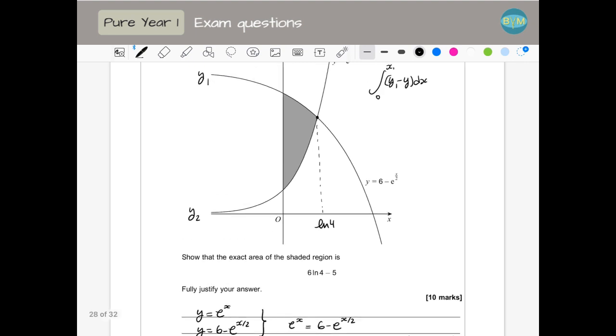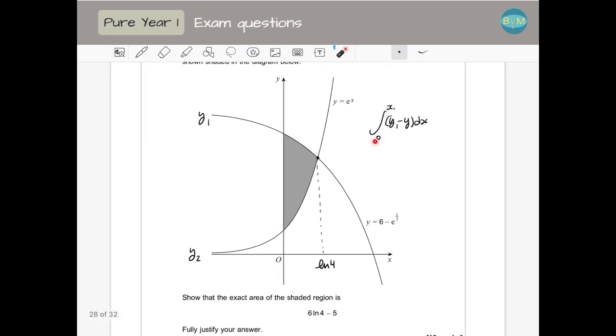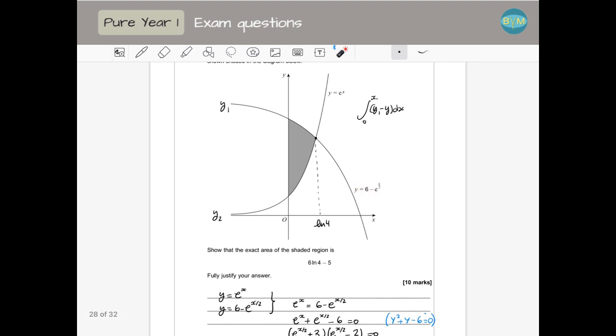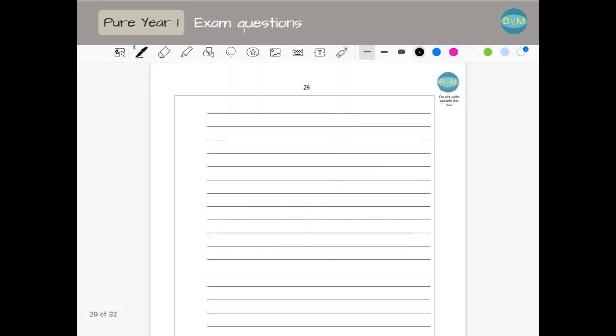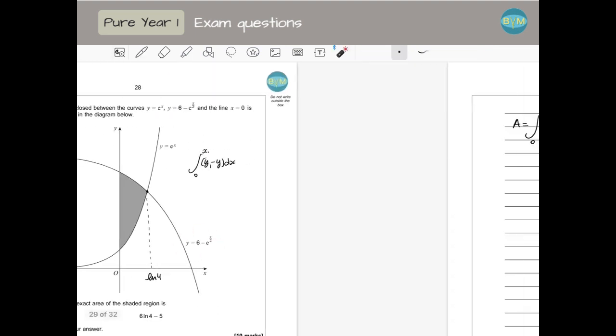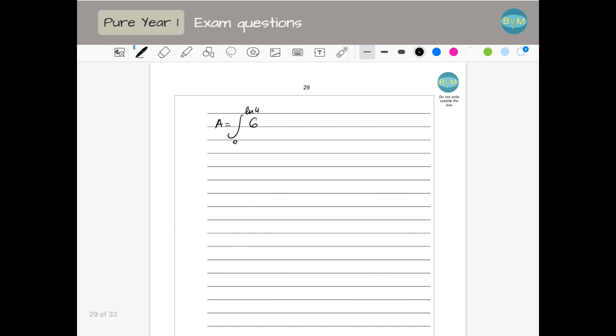And now what we are going to do is to integrate between 0 and ln 4 the difference between the two graphs. So the top one minus the bottom one. The top one is this one. So I'm going to integrate. The area is going to be the integral between 0 and ln 4. The top one, we say is e to the power, no, it's the 6 one. So it's this one, 6 minus e to the power of x halves, minus the bottom one, which was this one, dx.